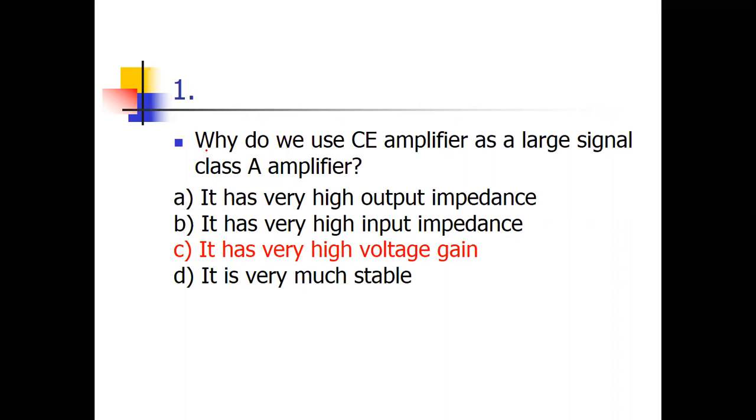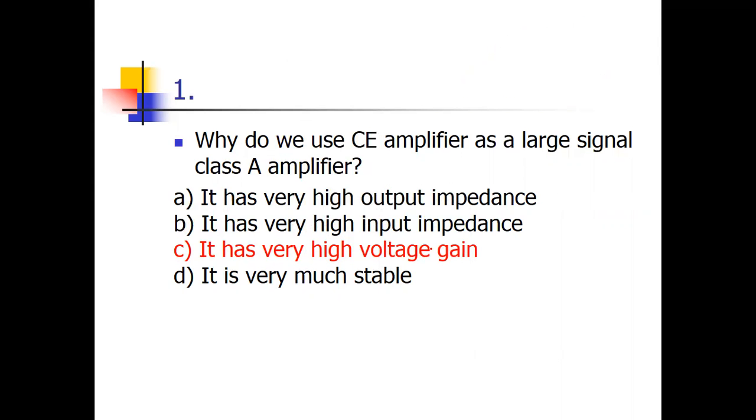So the first question is, why do we use CE amplifier as a large signal class A power amplifier? Now remember, CE means common emitter amplifier, large signal class A amplifier. If they are talking about large signal, they are talking about the power amplifier. In power amplifiers, there is a classification of A, B, AB, C amplifier, D amplifier, like that. Always remember, small signal amplifiers are voltage amplifiers and large signal amplifiers are power amplifiers.